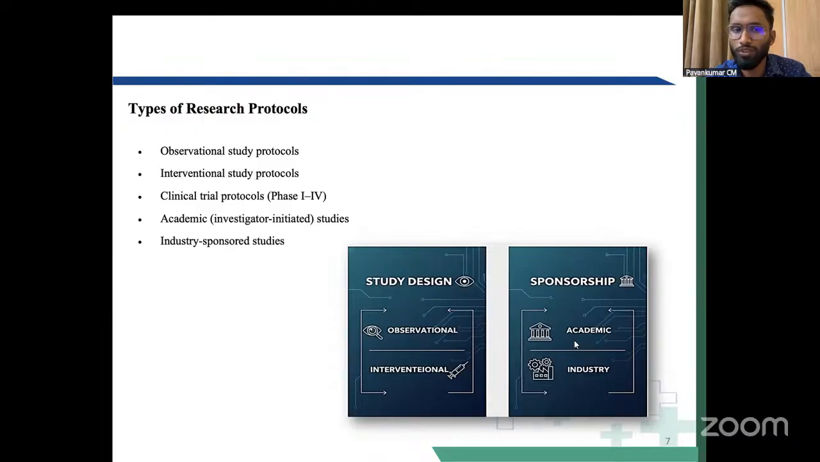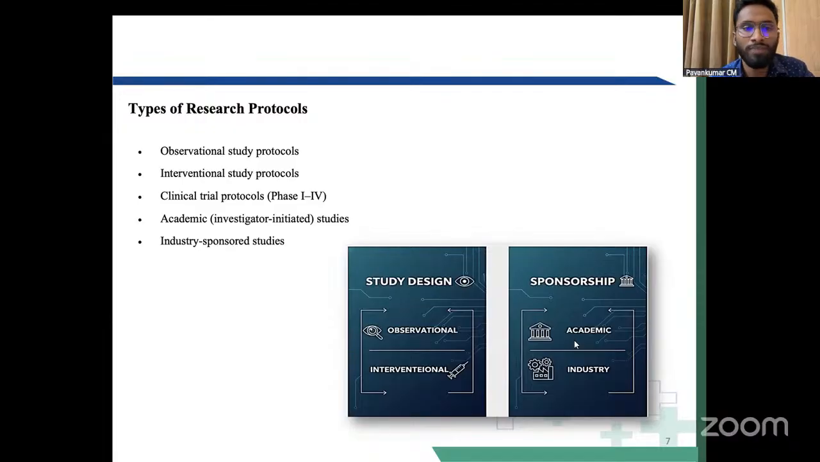One is the observational study protocol, and one is the interventional study protocol. Then comes the clinical trial protocol from phase 0 to phase 4. Here I have mentioned phase 1 to 4, and you all know the phases: phase 0 is microdosing, phase 1 is human pharmacology, phase 2 is therapeutic exploratory, phase 3 is therapeutic confirmatory, and phase 4 is post marketing surveillance.